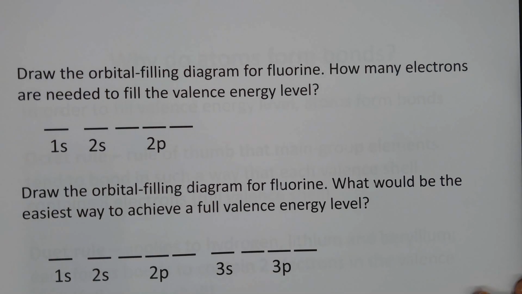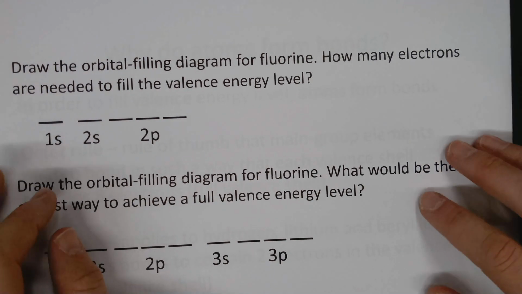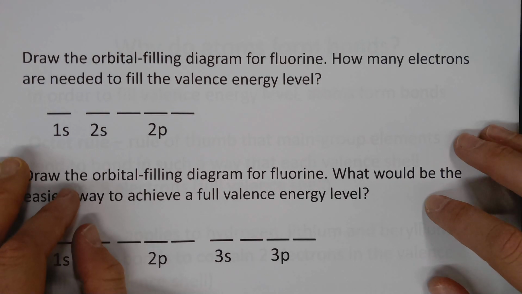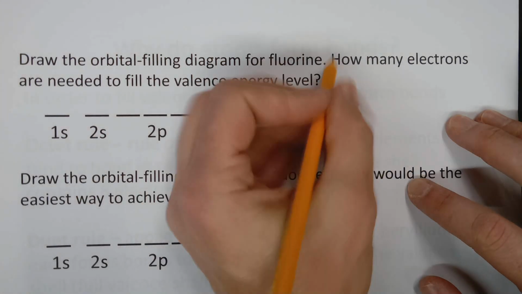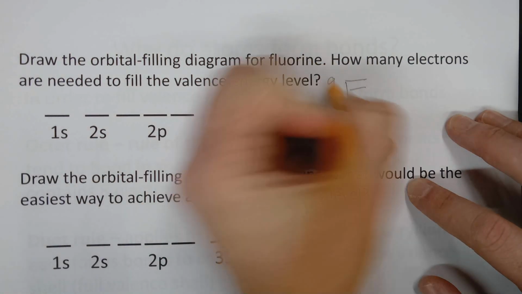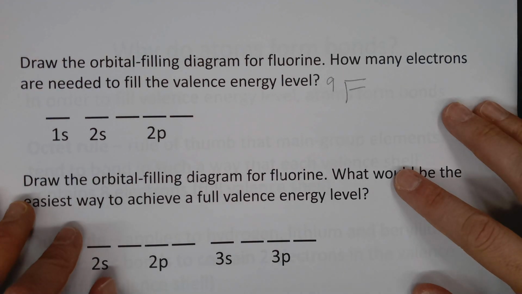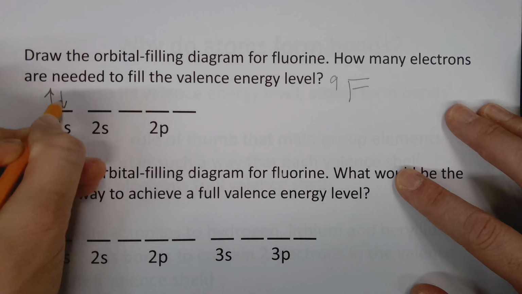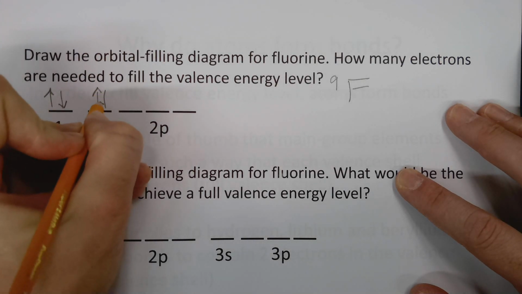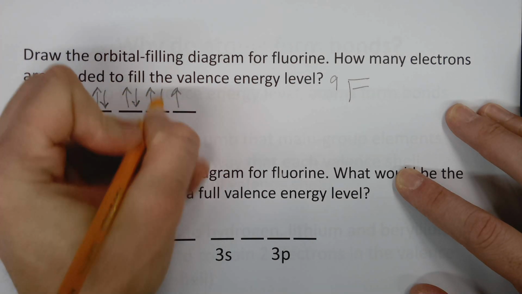Okay, so what I want you to do is draw the orbital filling diagram for fluorine, and you can pause the video to do that. And I'm going to do it right now. So fluorine has 9 electrons because its atomic number is 9. And so if we fill in the atomic orbitals for fluorine, we have 1, 2, 3, 4, 5, 6, 7, 8, 9.